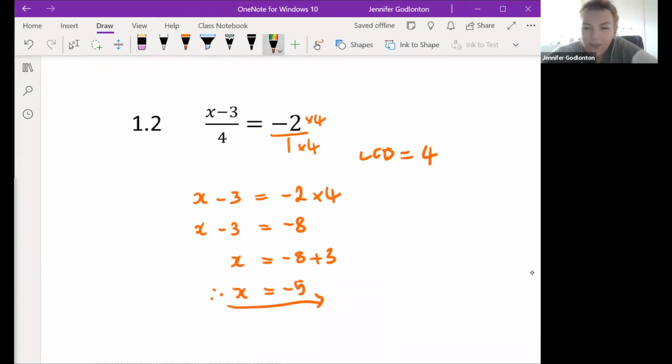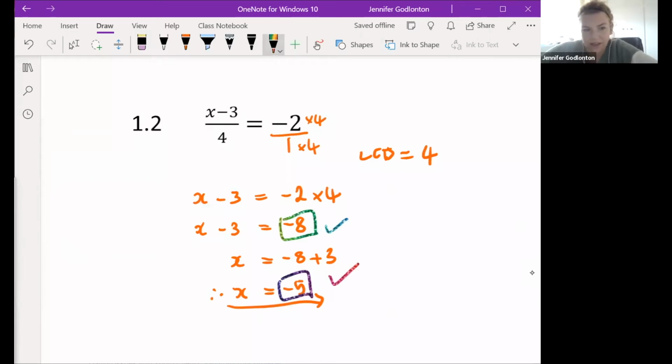Okay, marks for this one, you would definitely get a mark for getting the negative 8, and then you would get a mark for getting your answer of negative 5. What are we sitting on? 0, 1, or 2 out of 2? Let me know. 0, 1, or 2 out of 2.